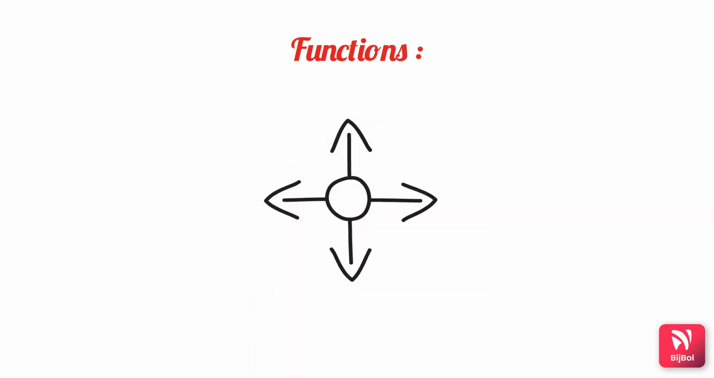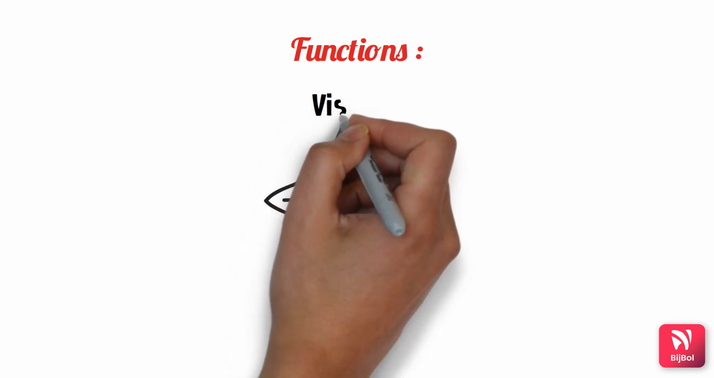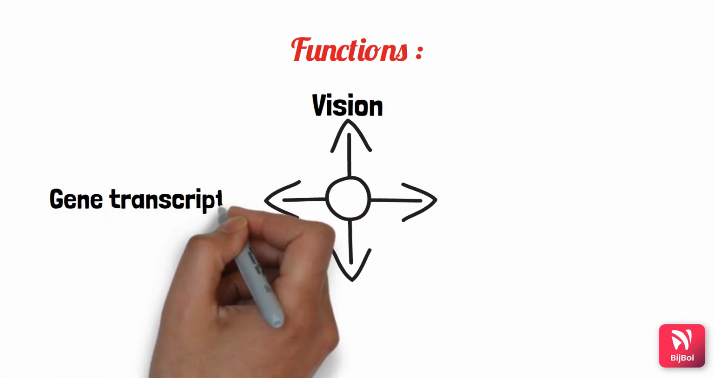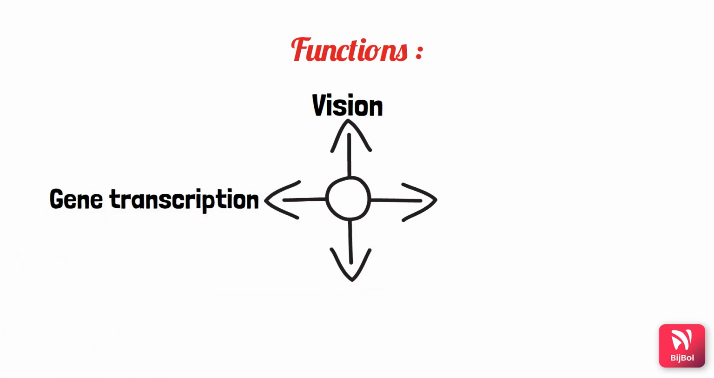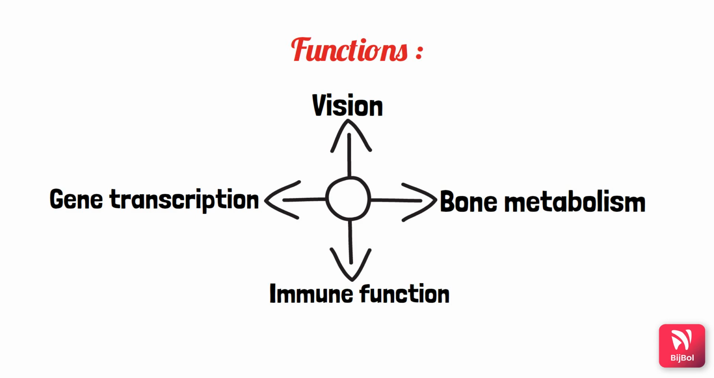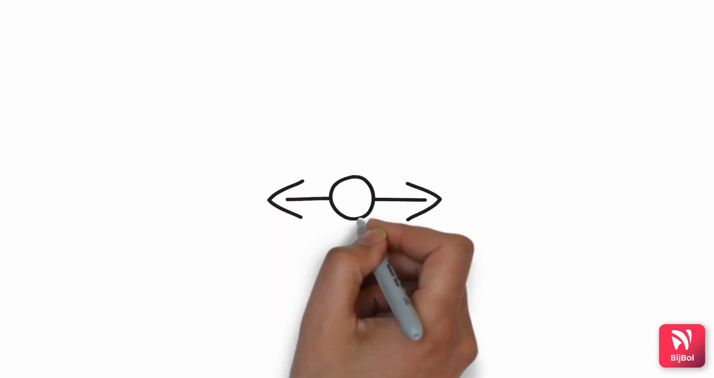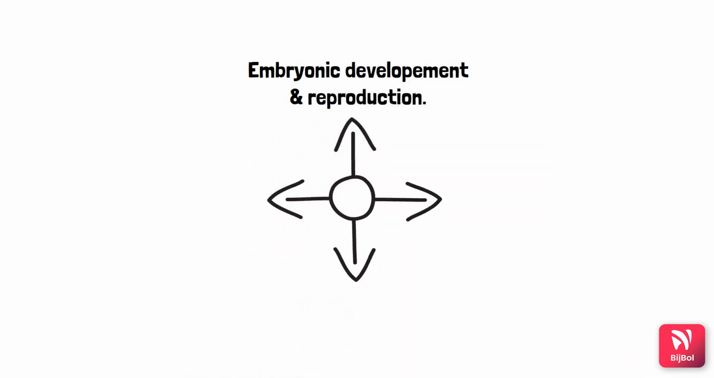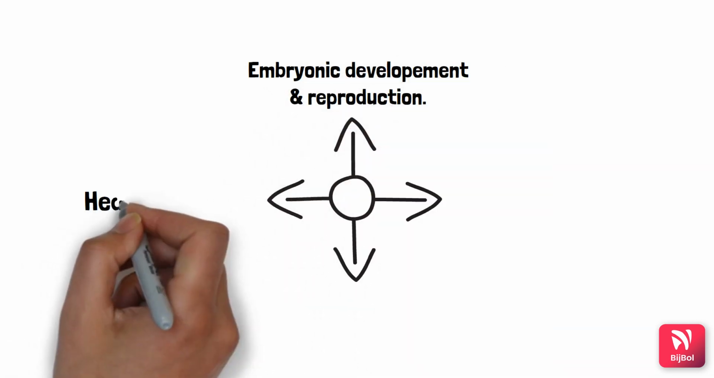After knowing the mechanism of action of vitamin A, let's now discuss about the functions of the vitamin A. Coming to the first and foremost important function of the vitamin A is vision. And the next important function of vitamin A is that it is also involved in gene transcription. Vitamin A is also involved in the immune function. Vitamin A is also involved in the bone metabolism. Apart from these, there are many other functions of vitamin A. It's also involved in the embryonic development and also in reproduction.